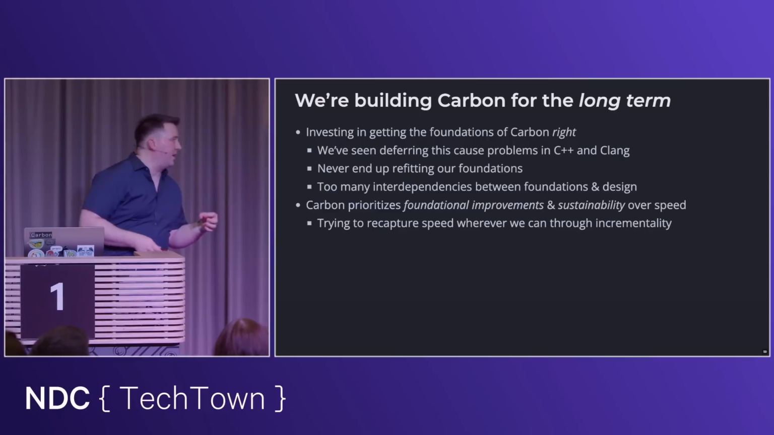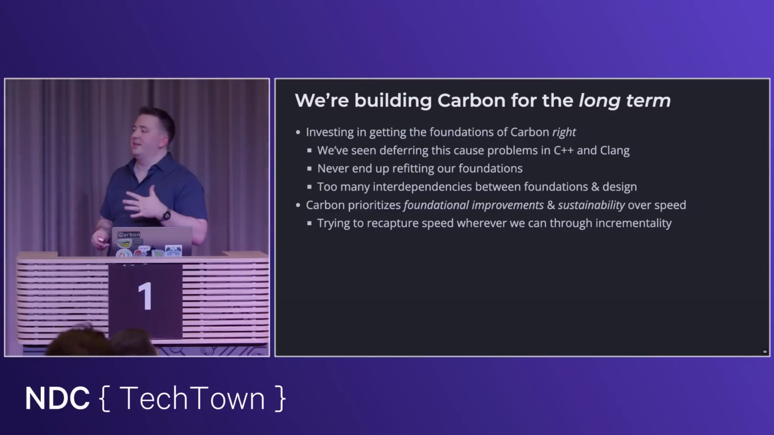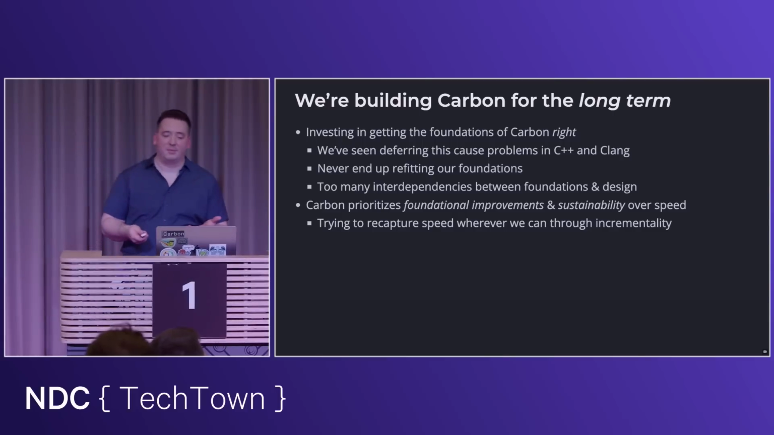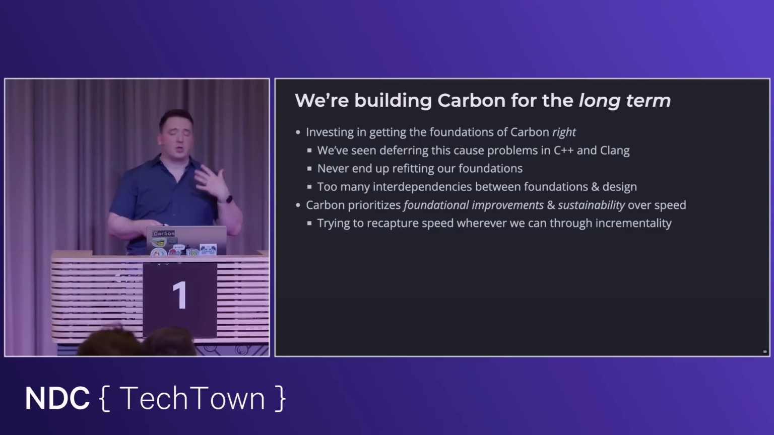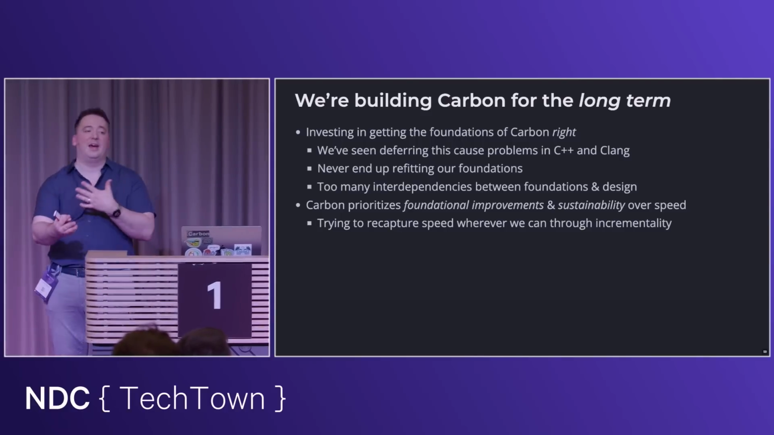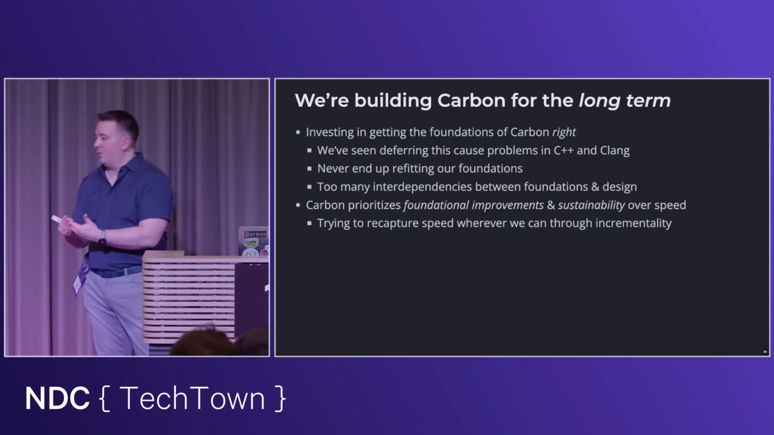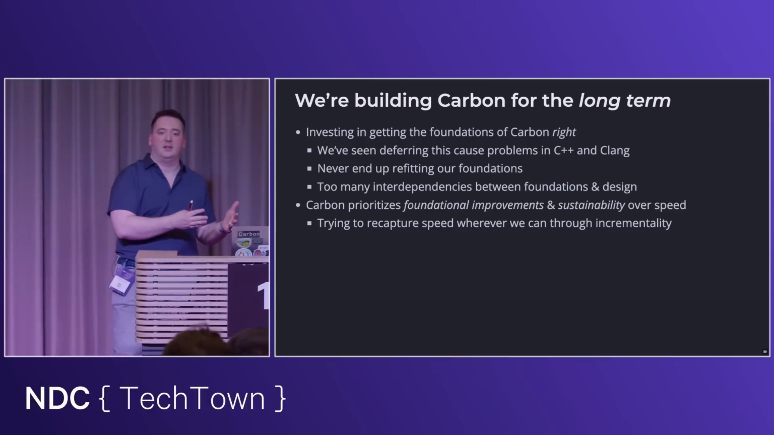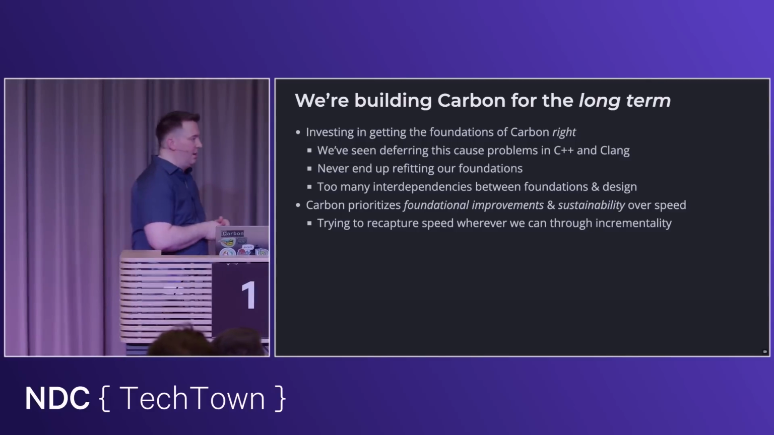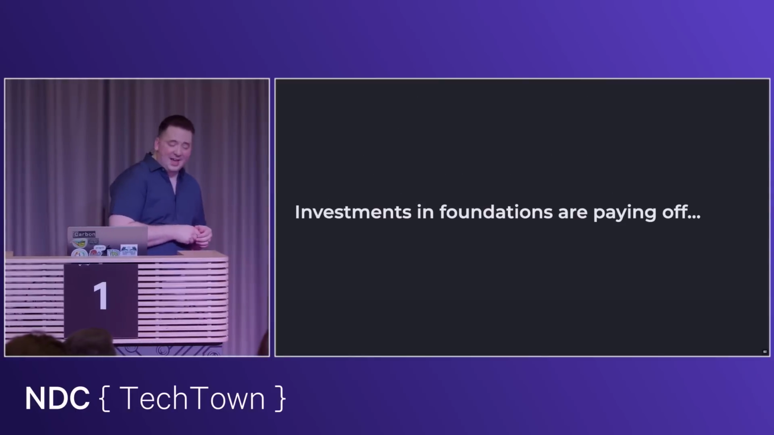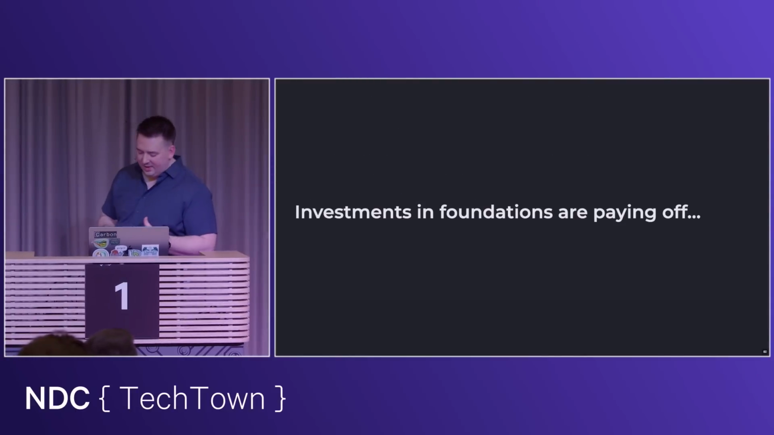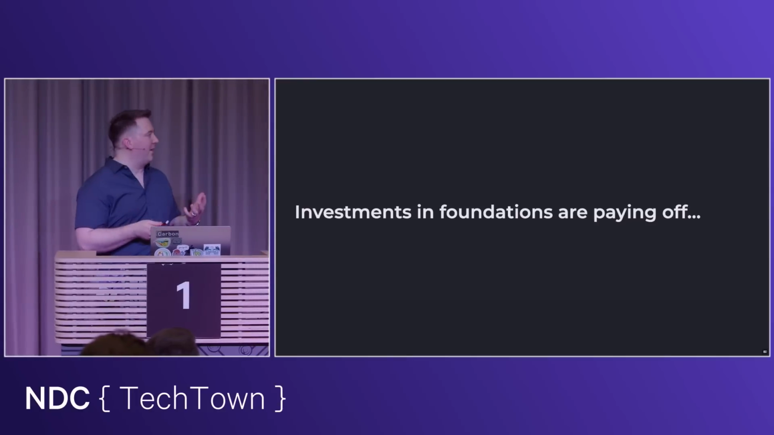We're really trying to prioritize these foundational improvements. We're also trying to set ourselves up for sustainability and for the long term, even at the expense of speed in some cases. The thing we are trying to do is recapture speed through incrementality wherever we can, right? And so this is why we have the more minimal 0.1, because that gives us incrementality for speed. We don't want to cut corners and have shaky foundations in 0.1. And the investment in the foundations is actually paying off. There's a lot of cool stuff we're starting to see where these investments are bearing a lot of fruit.